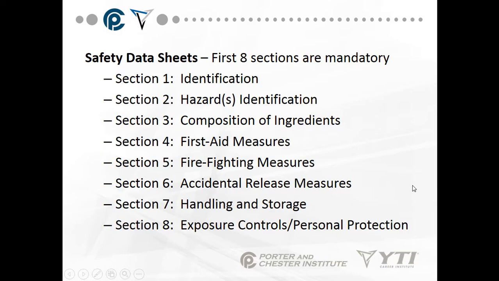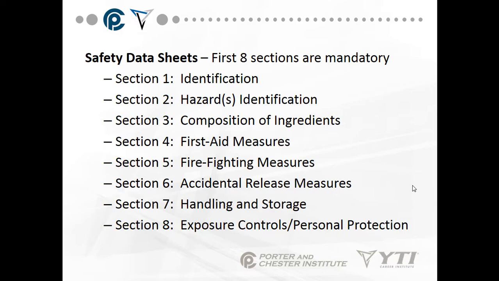Safety data sheets require the first 8 sections as mandatory. Section 1 is identification, the names of the element. Section 2 is the hazards identification. Section 3 is the composition of ingredients. What is the chemical makeup of this ingredient? Section 4 is first aid measures if exposed.